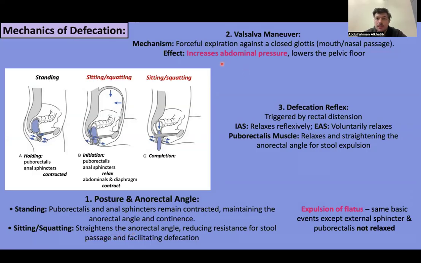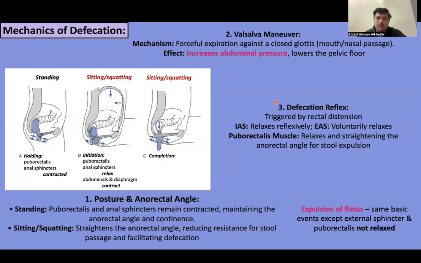Now, secondly, we have the Valsalva maneuver. Pretty sure that you guys have taken this maneuver in the CVP block, but basically it's a forceful expiration against a closed airway. That means the main thing that happens in the Valsalva maneuver is the increase in abdominal pressure. And the increase in abdominal pressure will facilitate the process of defecation. Actually, we all do this maneuver, especially when we are constipated.